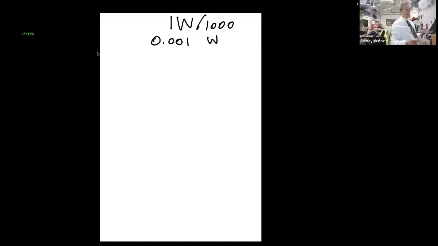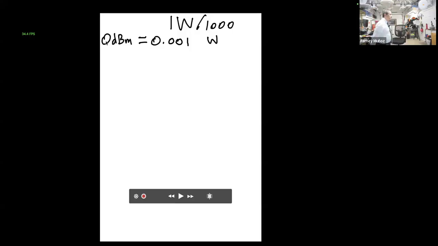How do we also call this unit? 1,000th of a watt. What's the short name for that? Milliwatt. 1 milliwatt. 1 milliwatt is 1,000th of a watt. That's the unit of power we're using. Right here is where we start with 0 dBm. Remember, dBs are used to compare things. dBi compared to an isotropic radiator. We saw that when we saw antennas.